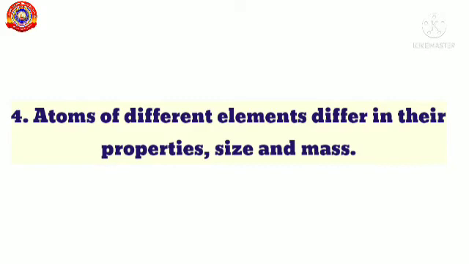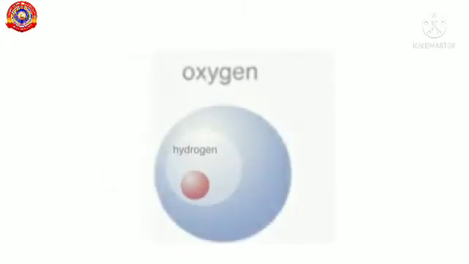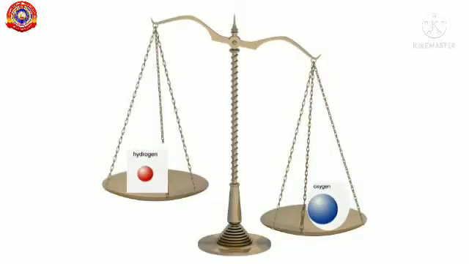Number 4. Atoms of different elements differ in their properties and mass. Now compare the atoms of hydrogen and oxygen. Didn't you see the size of both atoms? Are they looking the same? No, right? The oxygen atom is comparatively bigger than the hydrogen atom. And what about the mass and their properties? The mass and the properties of hydrogen and oxygen are entirely different from each other.